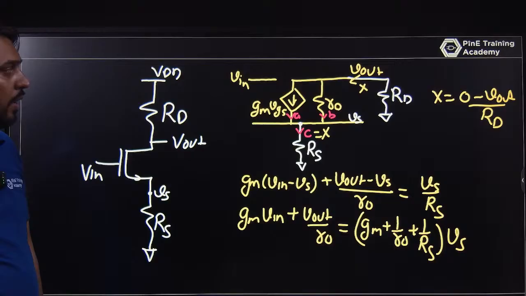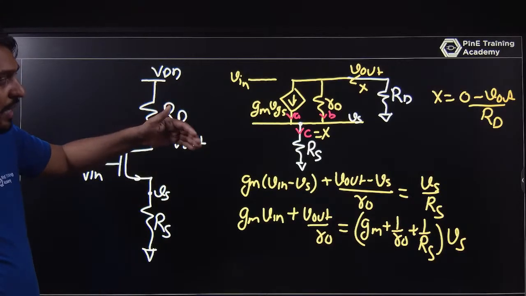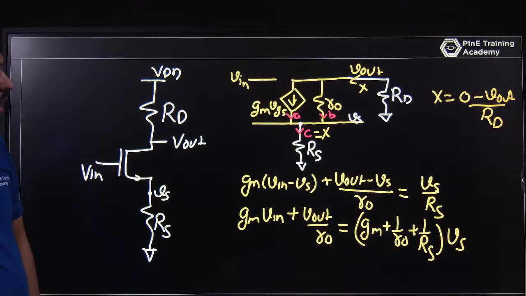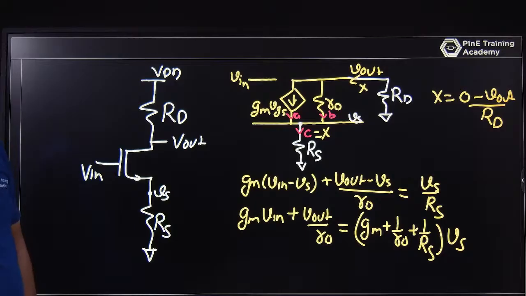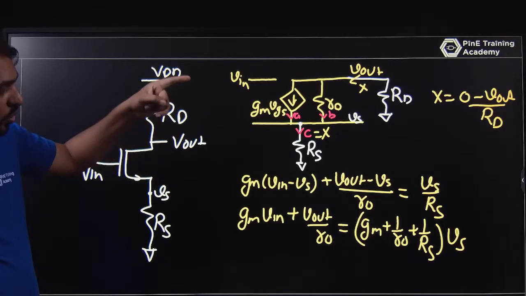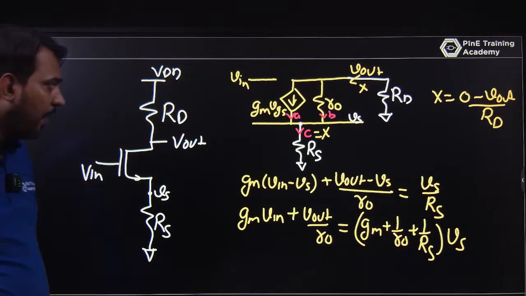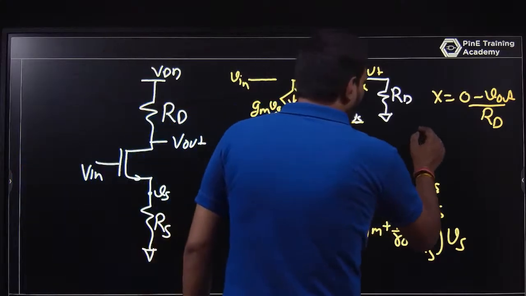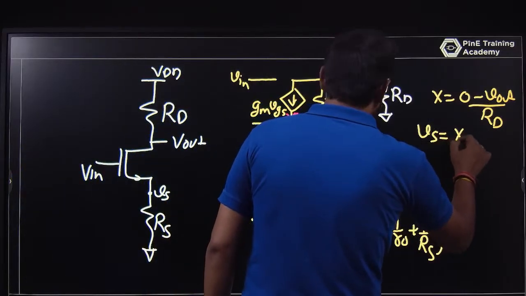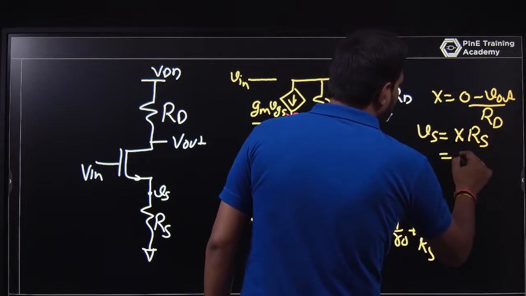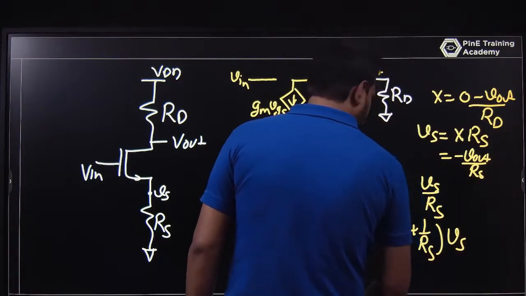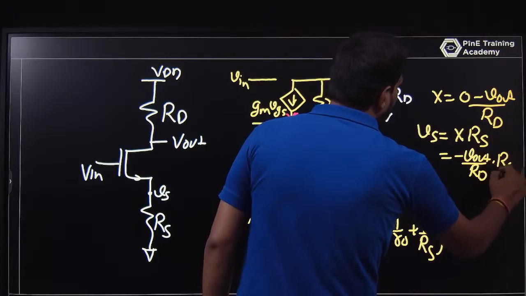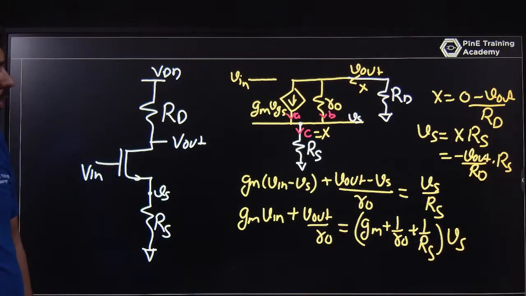Yes, everyone. Can I say what the current X is? X is 0 minus V out upon RD, and that will be the same as X into Rs. So the current will be X equal to 0 minus V out upon RD. And if I am talking about Vs, Vs is equal to X into Rs, that is minus V out upon RD into Rs. Yes, everyone, just focus here.